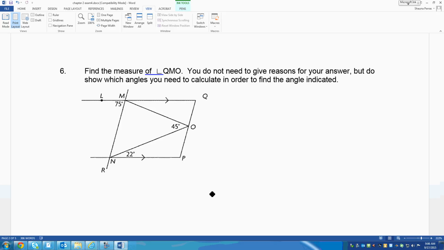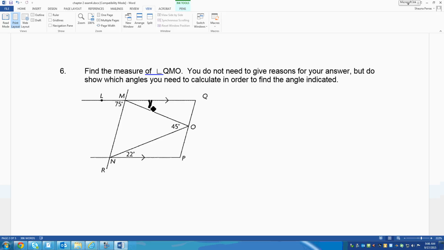I believe it was out of 2. Because you didn't have to state reasons, you just had to find the angle measure. Now, there are lots of steps on this one. We're trying to find this angle measure right in here, right? QMO.